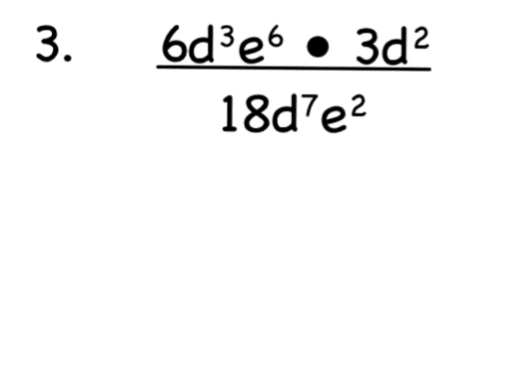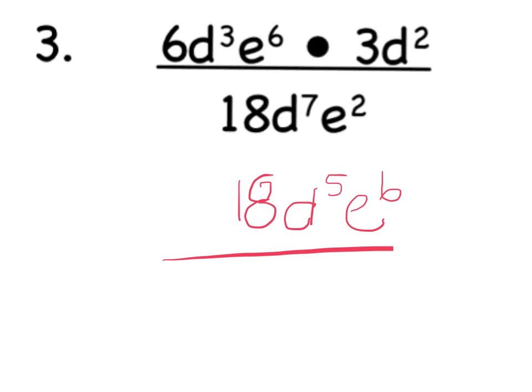So I'm going to do 6 times 3, so that's how I'm going to start. 6 times 3 is 18. d to the third times d squared is d to the power of 5. So again, when I multiply with the same base, I add my exponents. And there is no e in this term, so I'm just going to bring down e to the power of 6. And I'm going to put that over 18d to the 7th, e squared. There's nothing to simplify in my denominator, so I'm just going to rewrite it here.